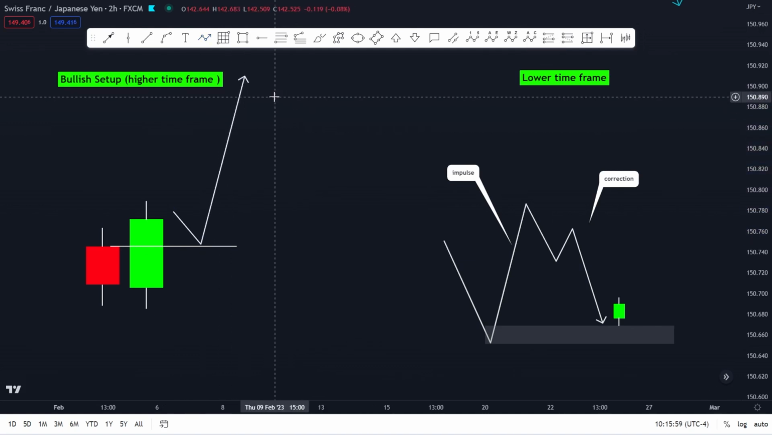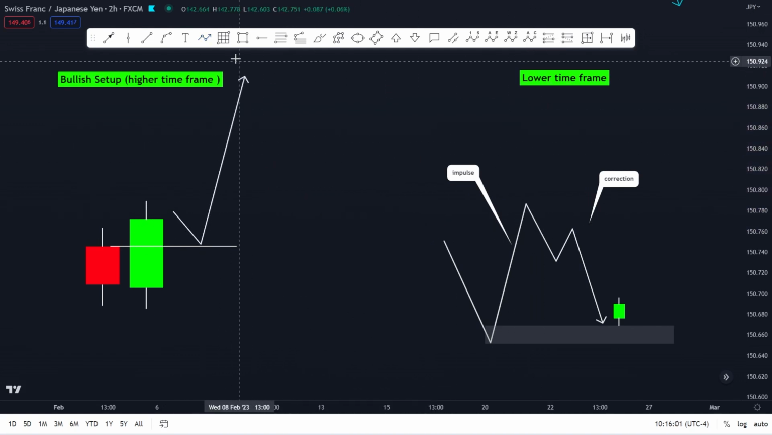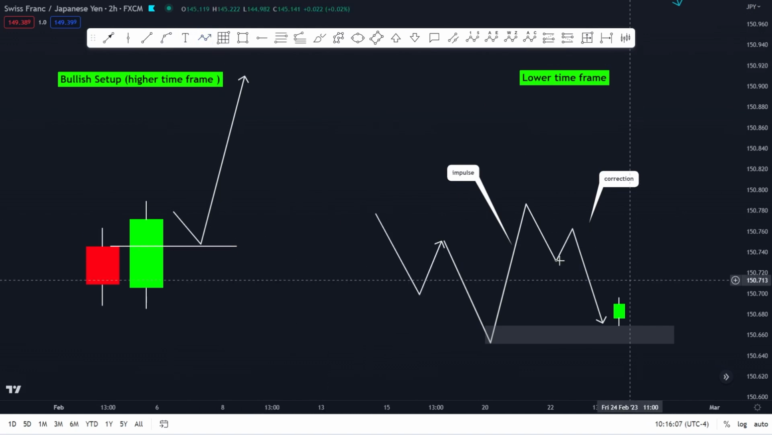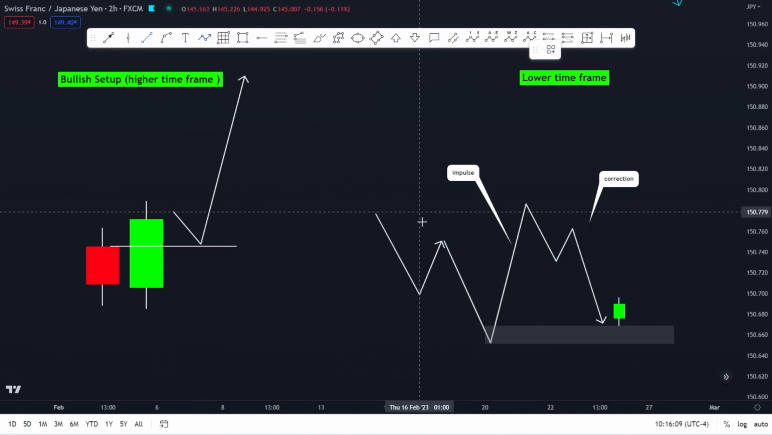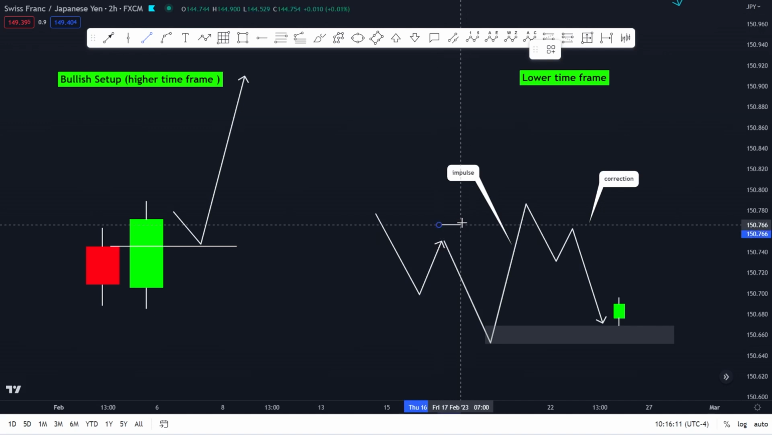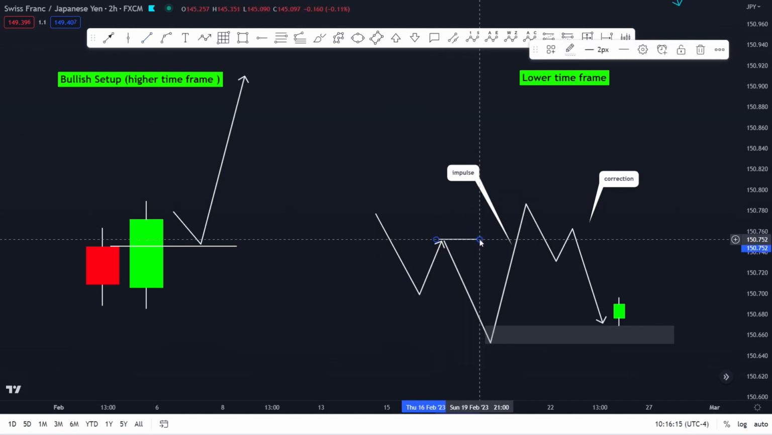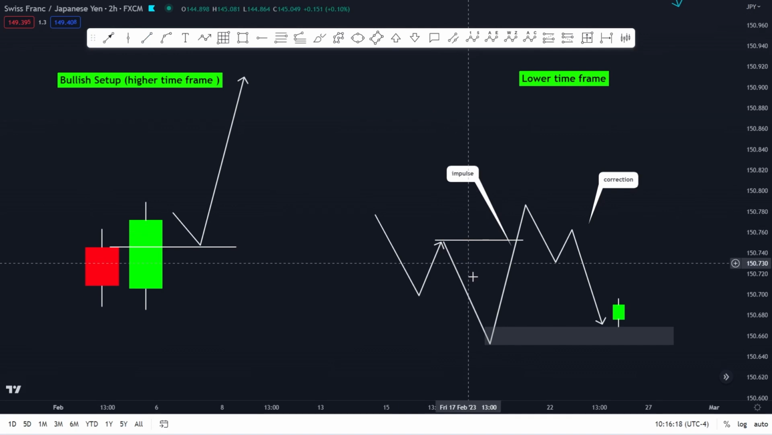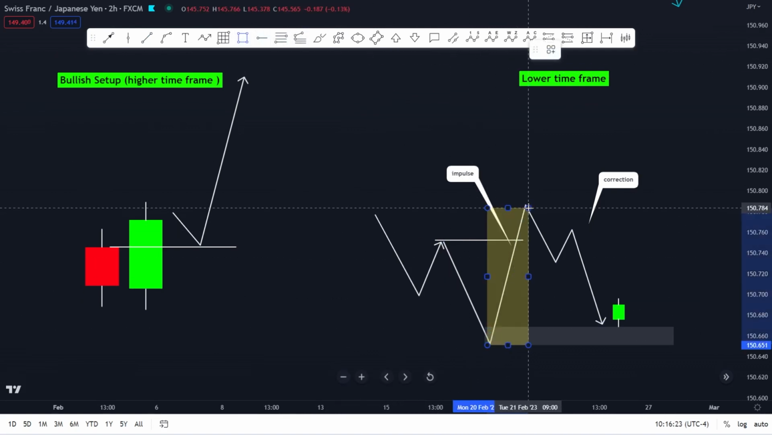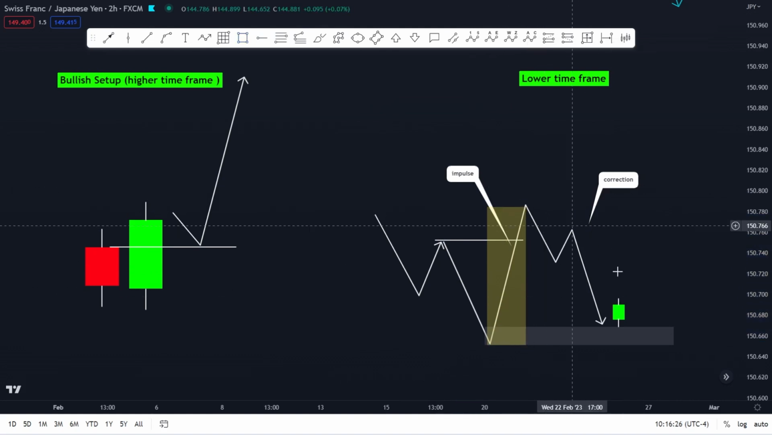Okay, then when you move on to the lower time frame, you will see this kind of pattern, and you'll also find a break of market structure for those who want to confirm even more. There's no problem in doing that. And also this move here should be impulsive. This one should be very strong, and then this one should be corrective like this.